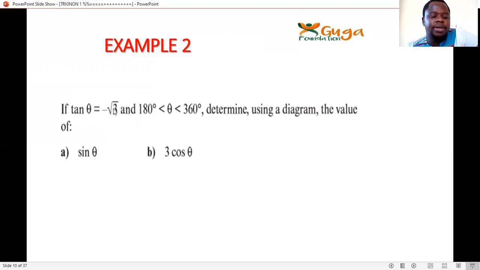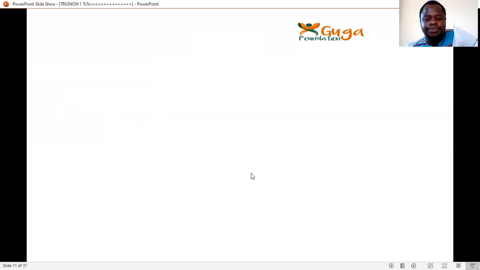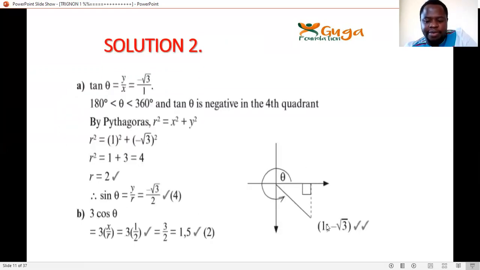Your opposite is y over x. So tan theta is equal to y over x, which is negative root of 3 over 1. Here the opposite is y, and x is 1. You can calculate r, the remaining side, using the theorem of Pythagoras: 1 squared plus negative root of 3 squared. So r squared is equal to 1 plus 3, which is equal to 4. Then you get the square root, so r is equal to 2.